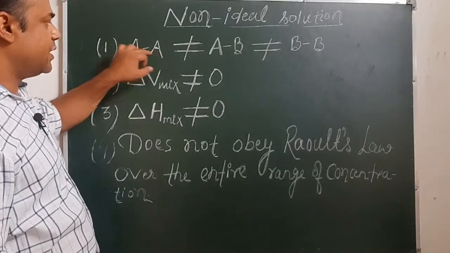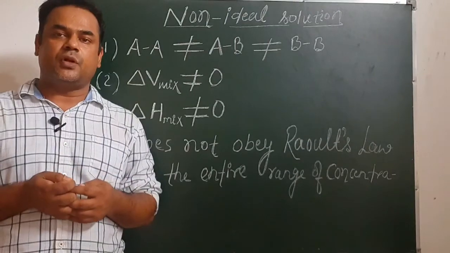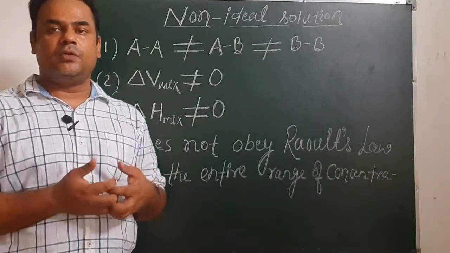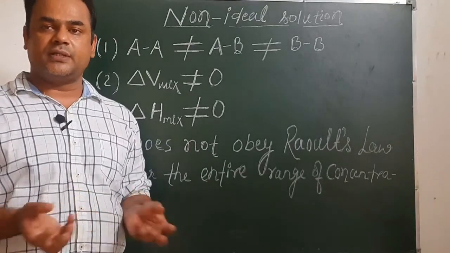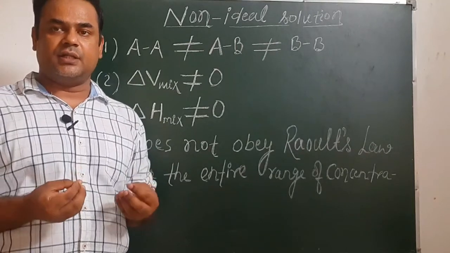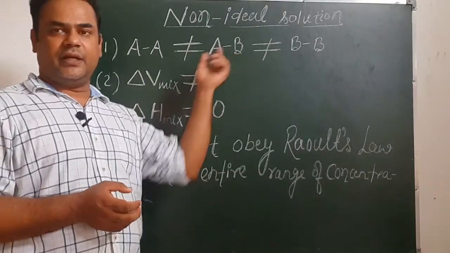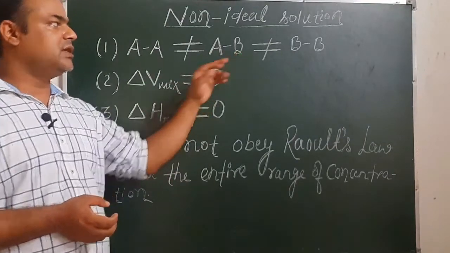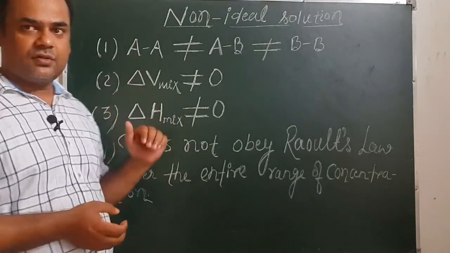Solute-solute interaction means the intermolecular force between the molecules of solute. Solvent-solvent interaction means the intermolecular force of attraction between the molecules of solvent. And solute-solvent interaction means the intermolecular force of attraction that acts between molecules of solute and solvent when we mix them. So if solute-solute interaction is not equal to solute-solvent interaction, which is not equal to solvent-solvent interaction, we say that the solution is non-ideal.